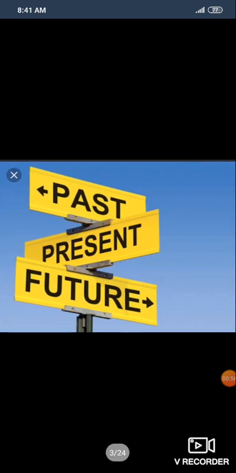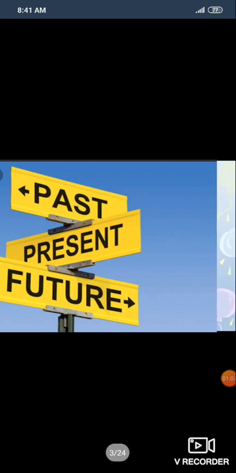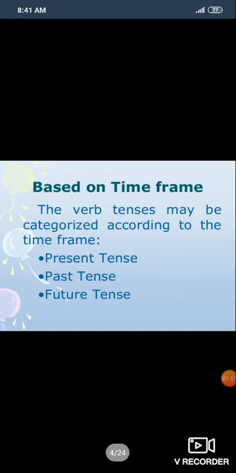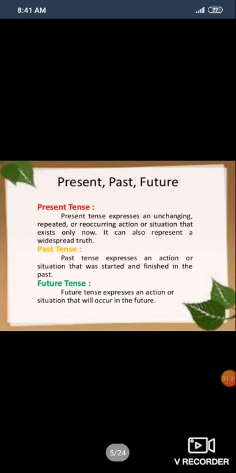Now there are three types of tense in English grammar: present tense, past tense and future tense. So one by one we will read about that. First of all, the tense based on time. The verb tenses may be categorized according to the time frame, that is present tense, past tense and future tense. Now what are these? One by one.